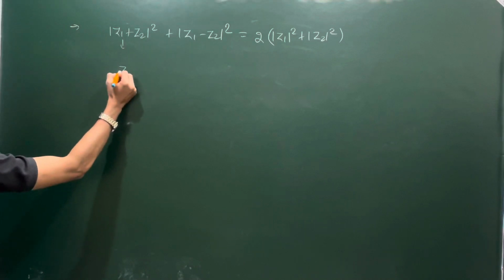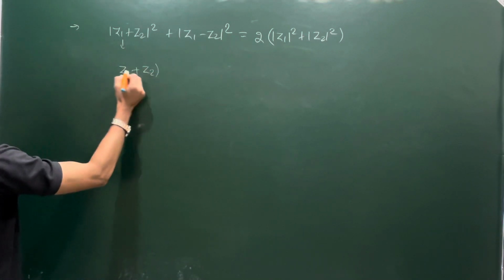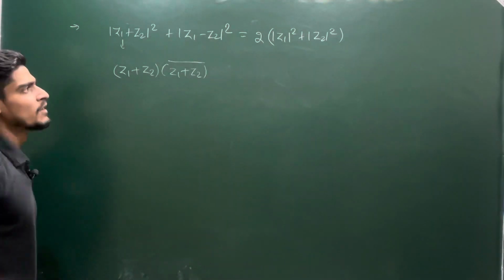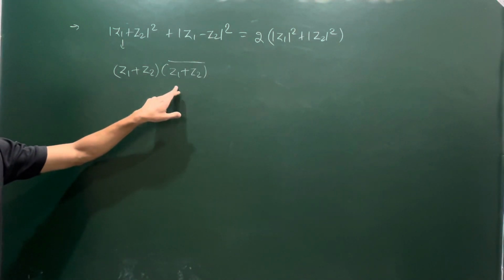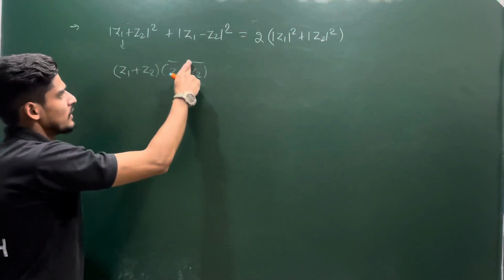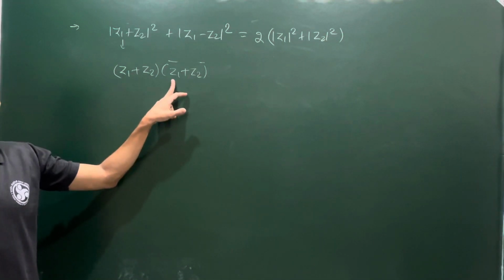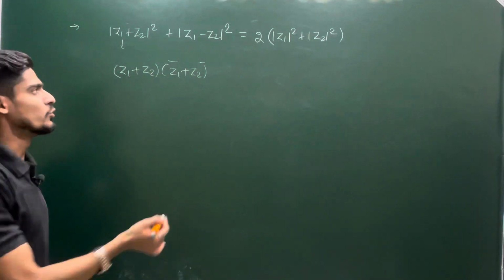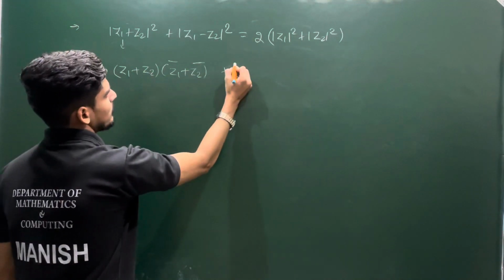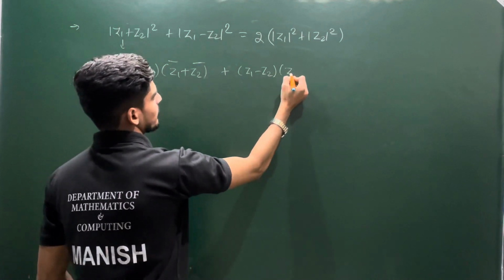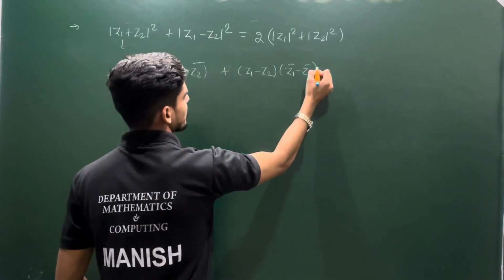This part you can write in this manner: z1 plus z2 times z1 plus z2 conjugate. But conjugate you can separate out also. Either you add two complex numbers then take the conjugate, or you take the first conjugate, the second conjugate, then add. You are going to get the same quantity. Similarly, you can do here: z1 minus z2 times z1 bar minus z2 bar.